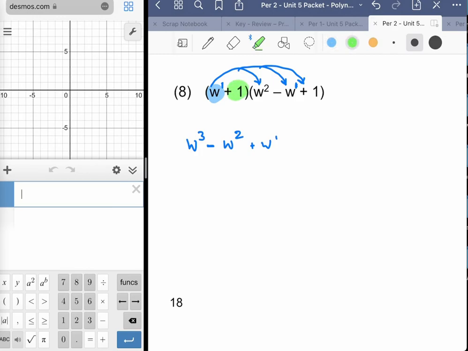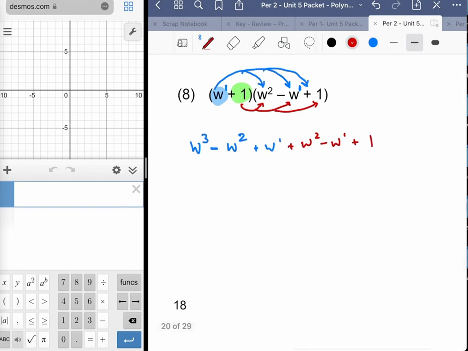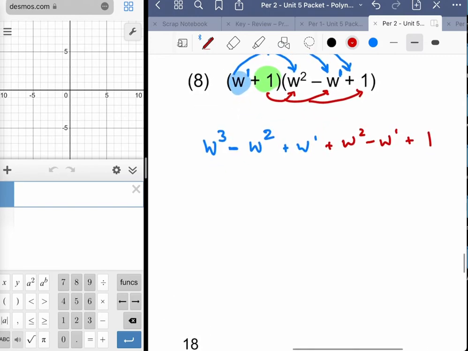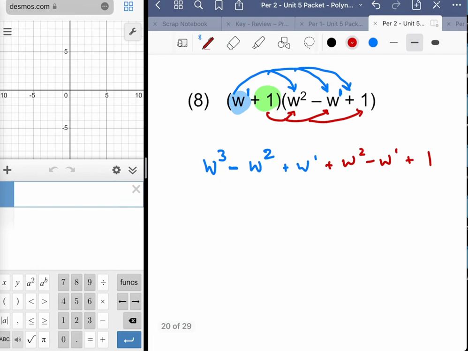I'm going to take that 1 and multiply it by each term of the second polynomial. In this case, it's a trinomial. So plus w squared minus w to the first plus 1. I ran through that pretty quickly because we're only multiplying by 1. When you multiply by 1, you're not making any changes. Whatever these values are, they're just going to get replicated in our solution.